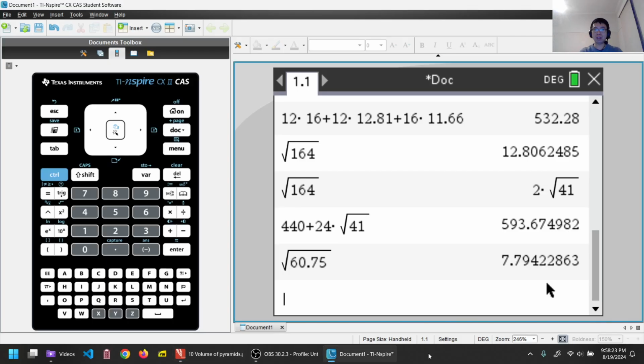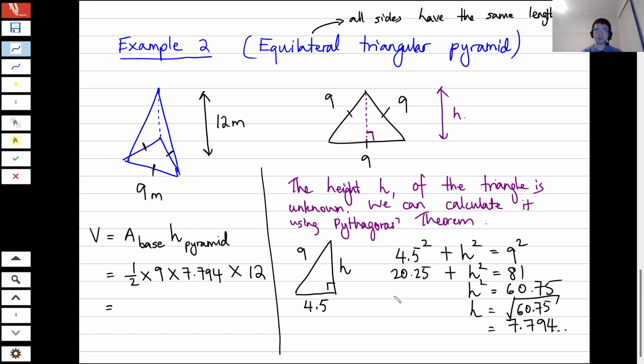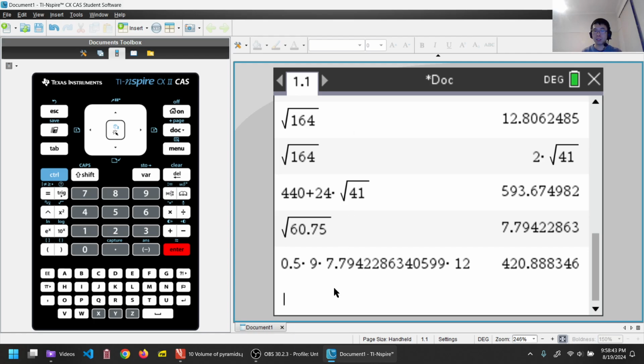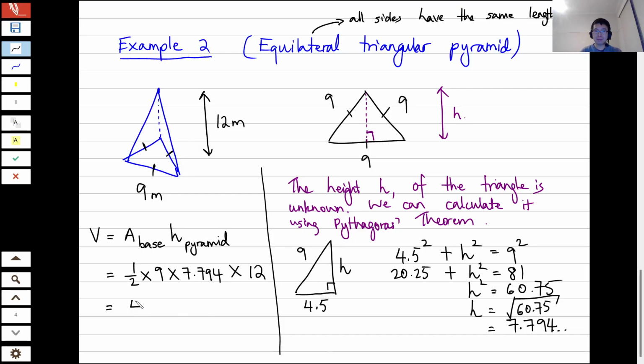So let's go ahead and do that. I'll write 0.5 times 9 times my answer to my previous calculation. So you'll see I've written ANS there. You can also do that on a scientific calculator. Times 12. Okay, and we get some number. 420.89 cubic meters, because I'm dealing with meters and I'm dealing with volume. And this is rounded to 2 decimal places.